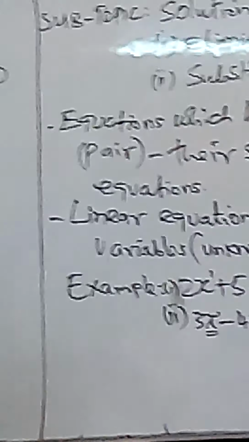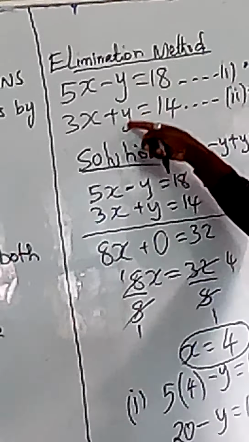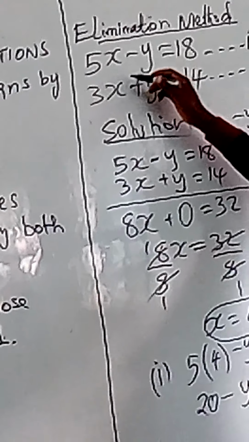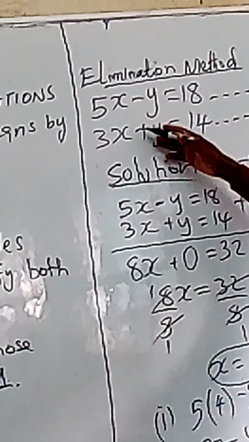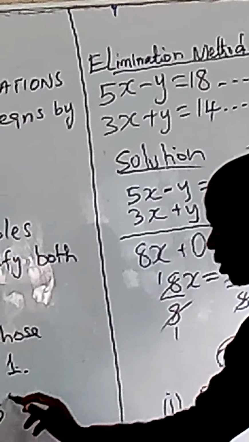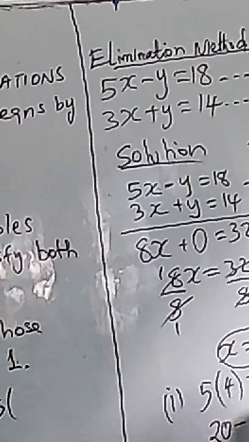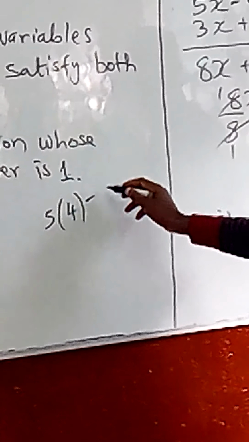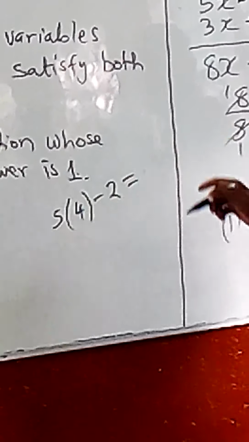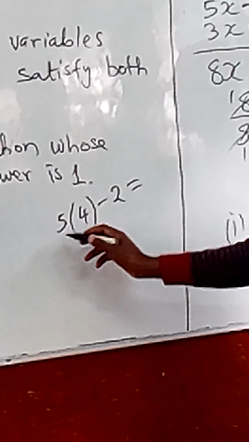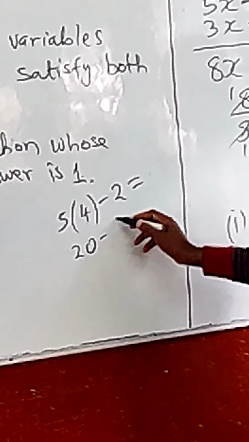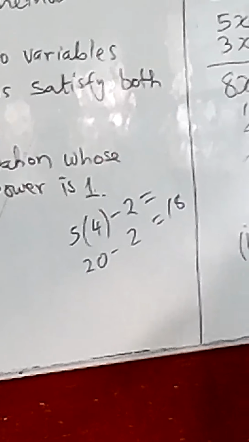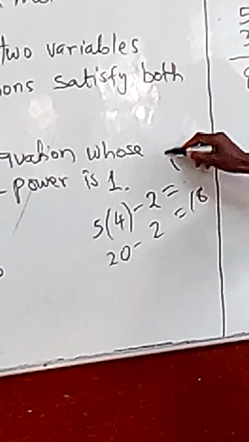Now you need to test whether your two solutions x and y satisfy these two equations. For example, let's replace 5x, x is 4, minus y 2. This one should give us 18. 5 times 4 is 20. 20 minus 2 is 18. So, equation 1 is okay.